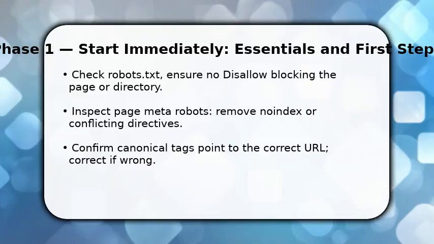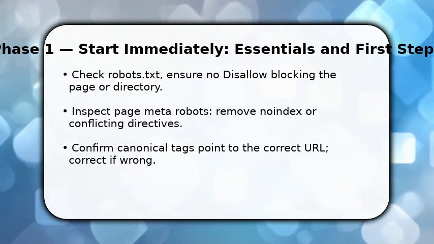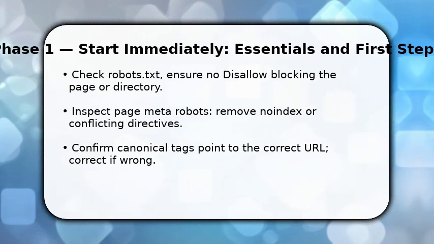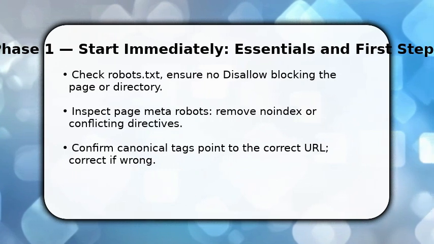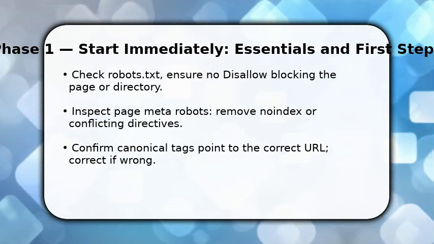Enjoy the video. You start by verifying blocking signals. Open robots.txt and look for disallow rules that match the URL, because a single line can stop indexing. Then inspect the page source for meta robots and X-Robots-Tag headers. Remove noindex immediately if present.